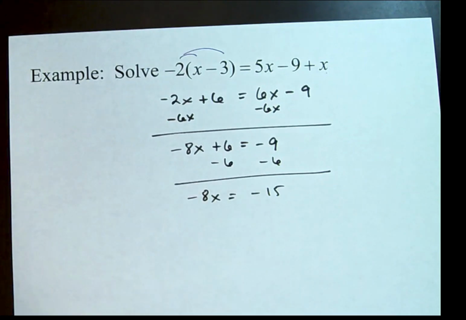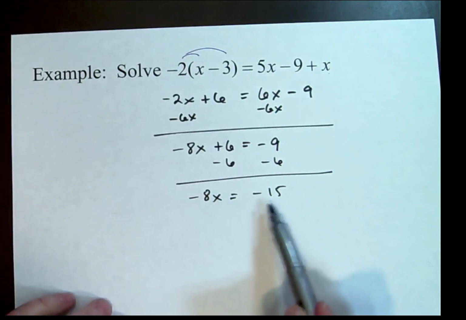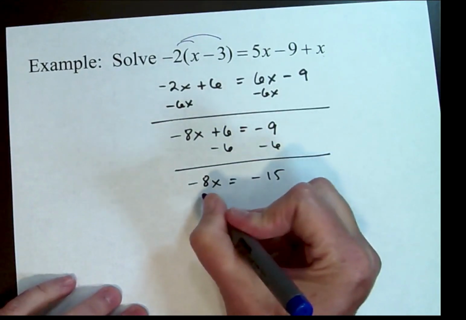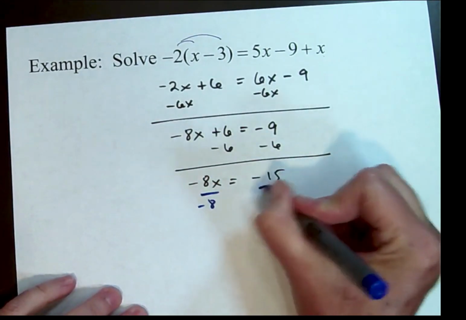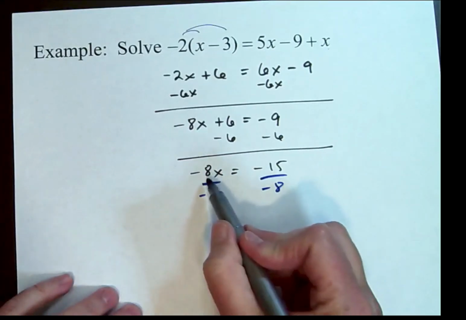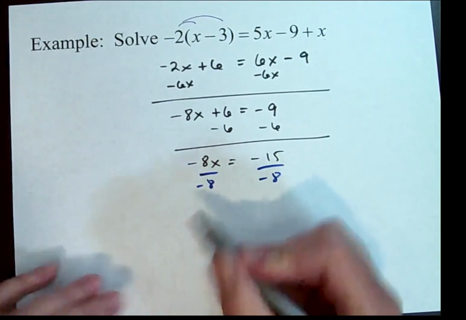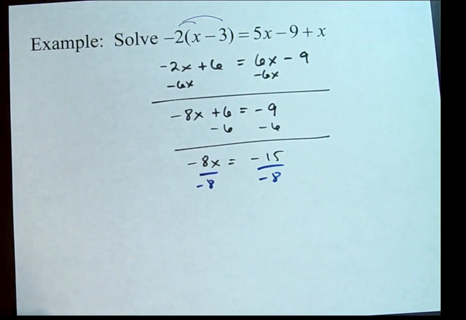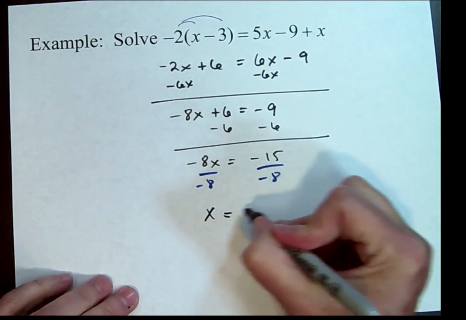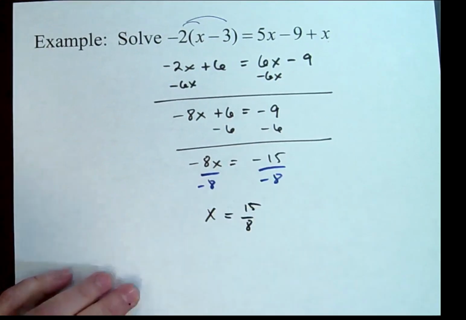And then your last step, don't do this until you've got a single x term equals a single number. Your last step is to divide out the coefficient on the x, that numerical factor in the x term. So we get x equals 15/8.